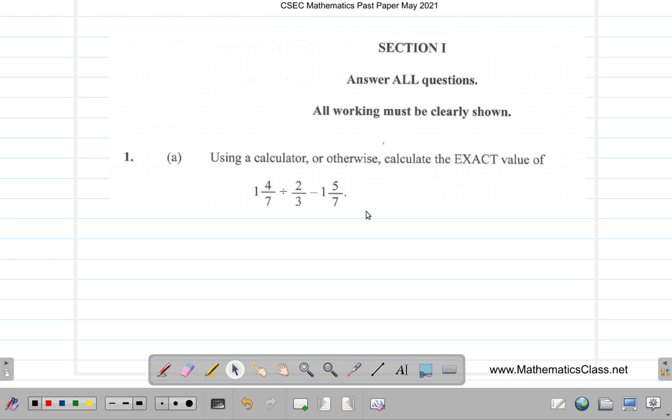Now, you have to remember that when you have a mixed fraction, you have to turn it into an improper fraction before you actually solve the problem. You see what I say? So right here, that is what we're going to do. You see the 1 and 4/7.